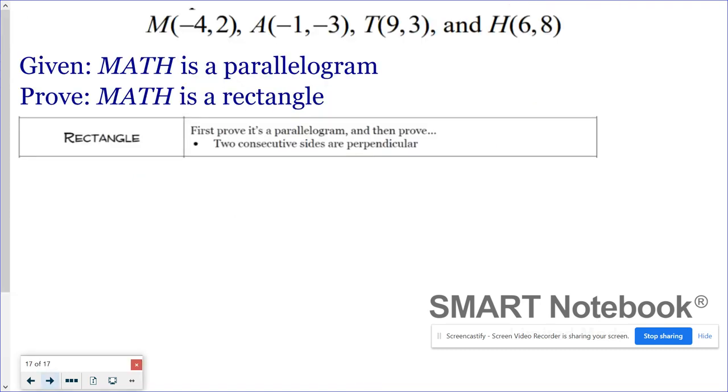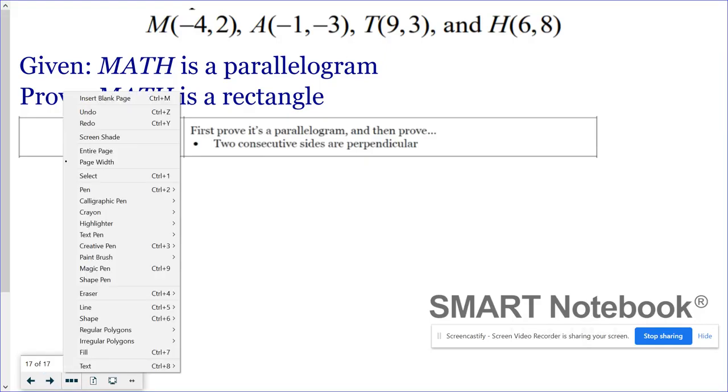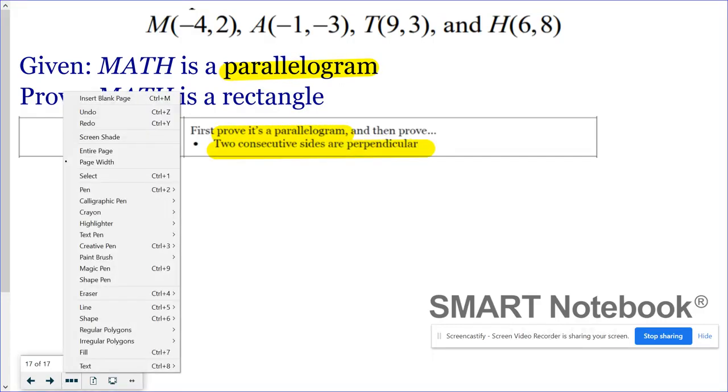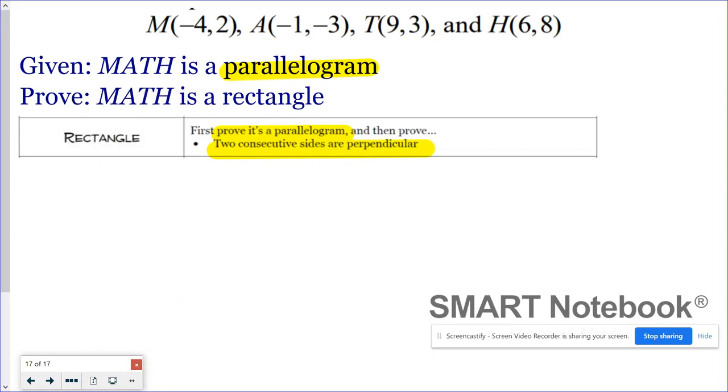So once again, I know that MATH is a parallelogram, like I know that to be true. So I know it's a parallelogram, and I want to prove that MATH is a rectangle. Well, according to this, first prove it's a parallelogram. Well, I know it is. Then prove 2 consecutive sides are perpendicular. So once again, if it helps you, you can just draw a regular, plain old parallelogram or quadrilateral, and name the vertices just so you can see the relative positions.